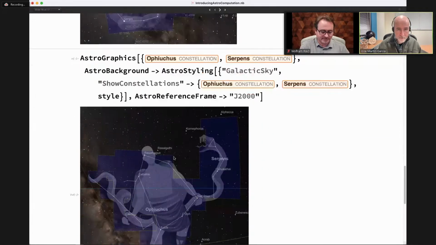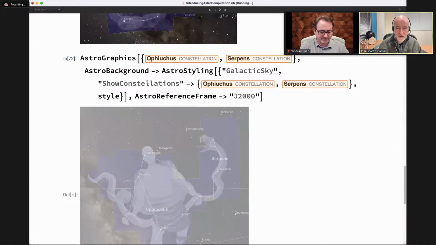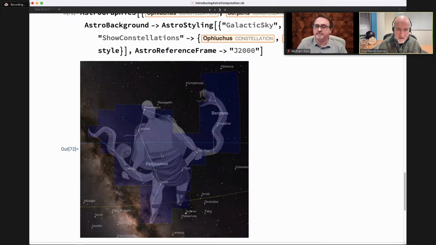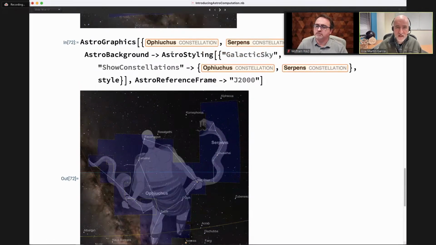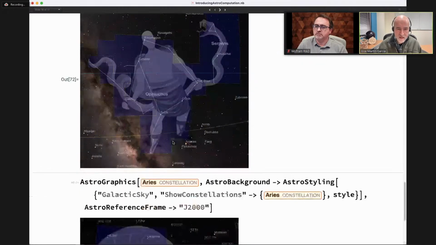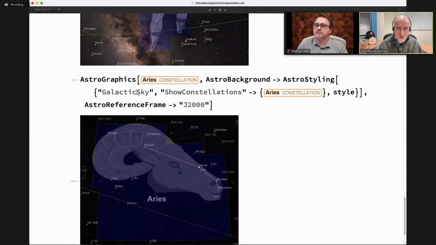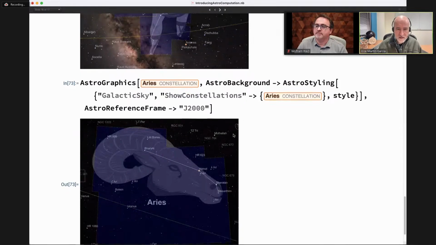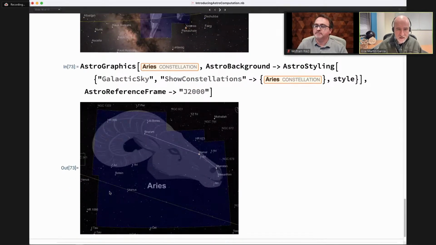Okay. This is another one, Ophiuchus and Serpens. Here we have two constellations at the same time. And Ophiuchus is a constellation that also crosses the ecliptic, but it's not in the zodiac. It could have been, but historically was not included. And the final one I'm going to be showing is this one, the constellation of Aries. And here we see again the ecliptic, and that's a very nice example too.